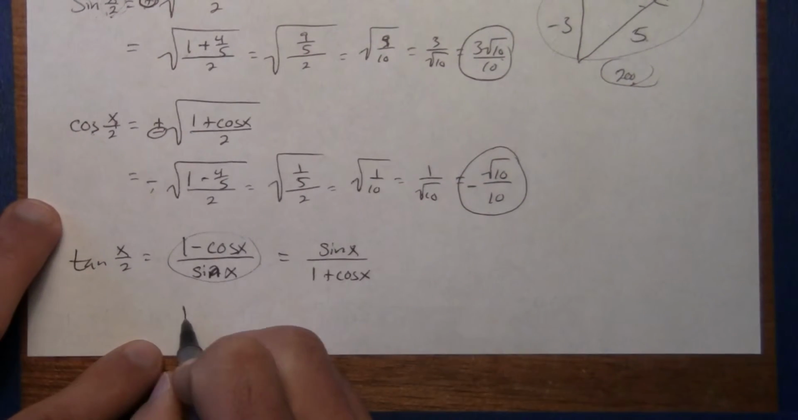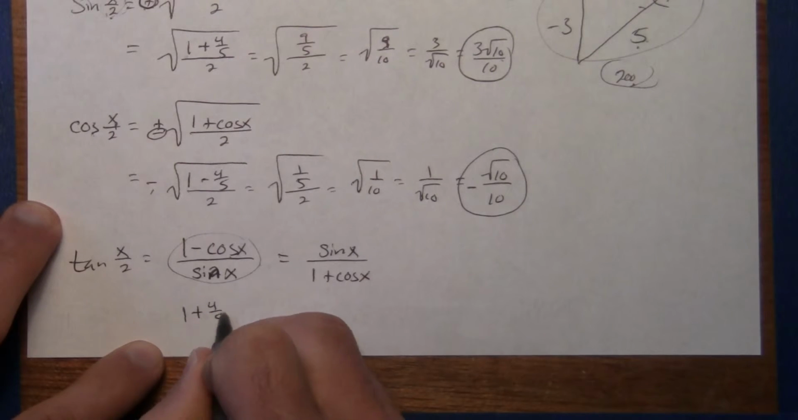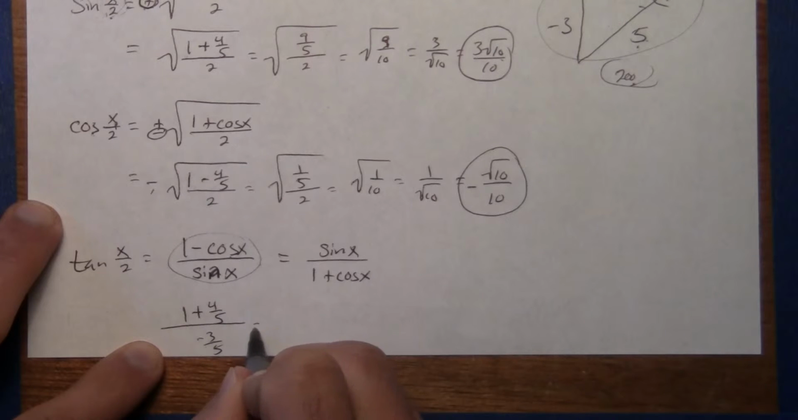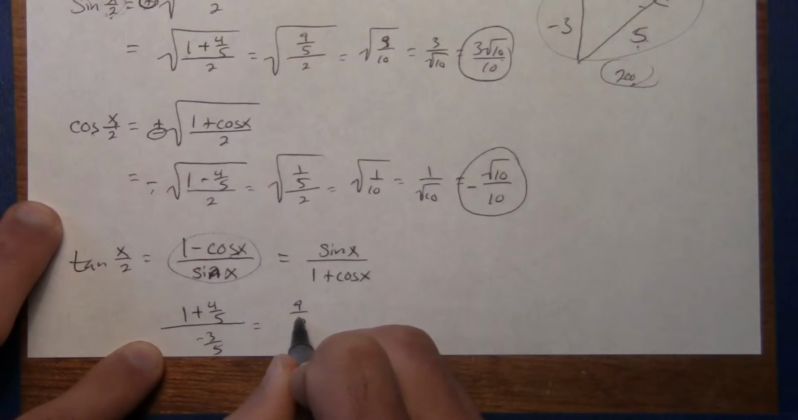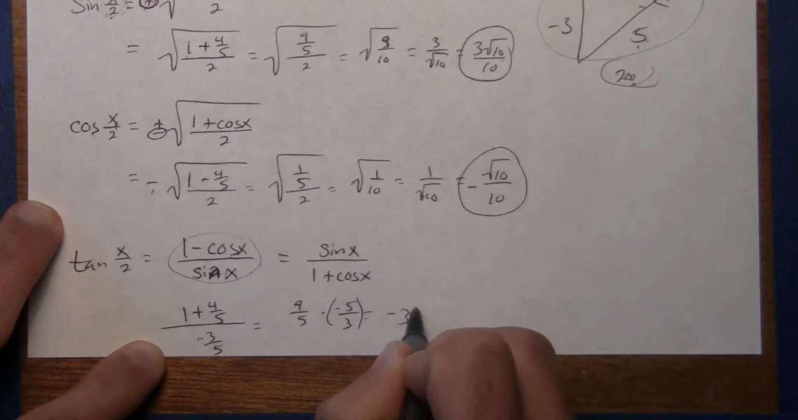If I plug in, negative cosine is already negative 4/5, so that's going to give me 4/5, divided by the sine of this triangle, which is negative 3/5. If I simplify, I'm going to get 9/5 divided by negative 3/5, or multiply by the reciprocal. I'm going to end up with negative 3.